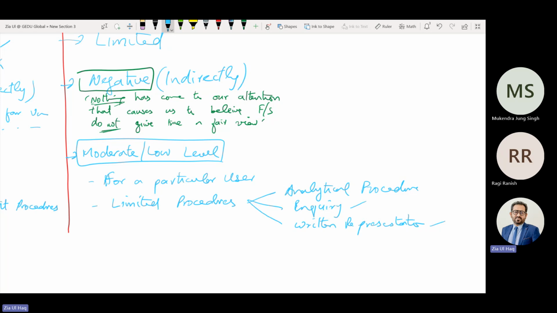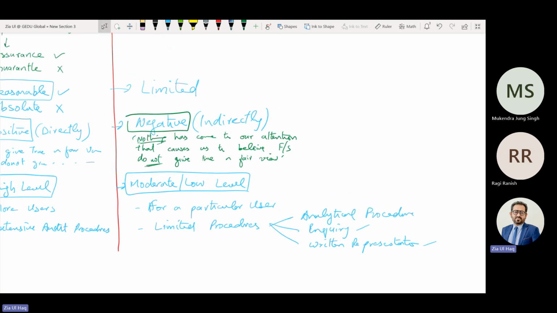inspection, physical inspection. So that's why the level of opinion provided in non-audit is not reasonable, it is limited, below reasonable. It is not positive, it is negative, because we don't have that much evidence. Based on that, we cannot say directly. And the level of assurance is low level rather than high level. Are you with me?